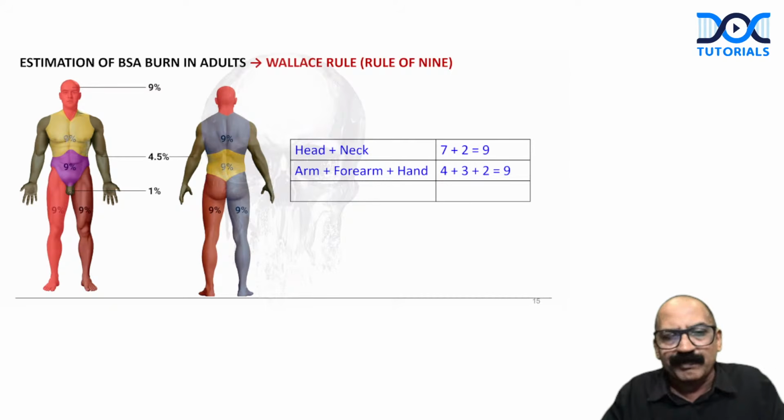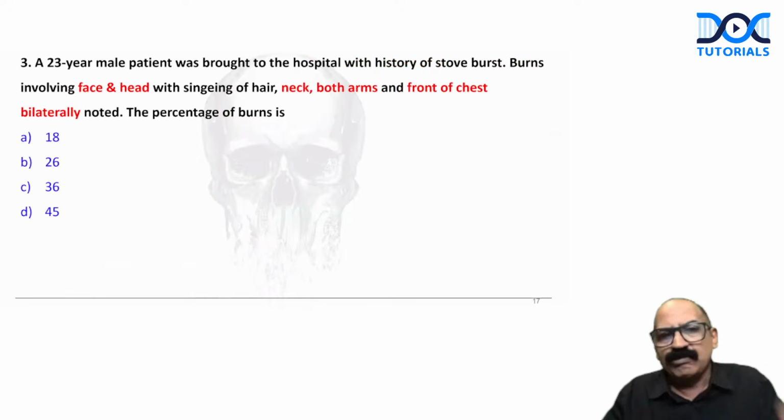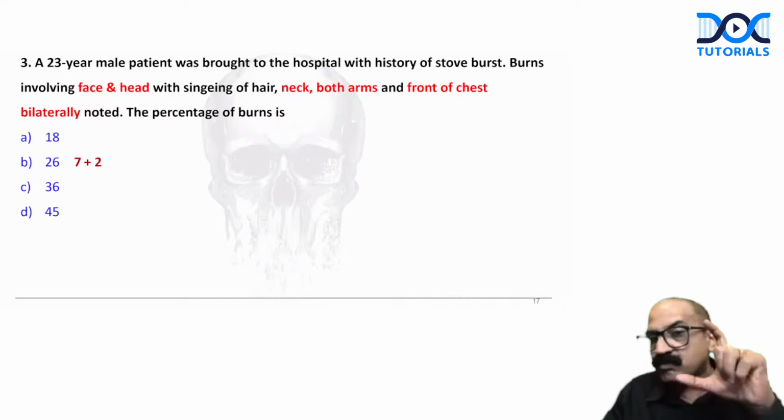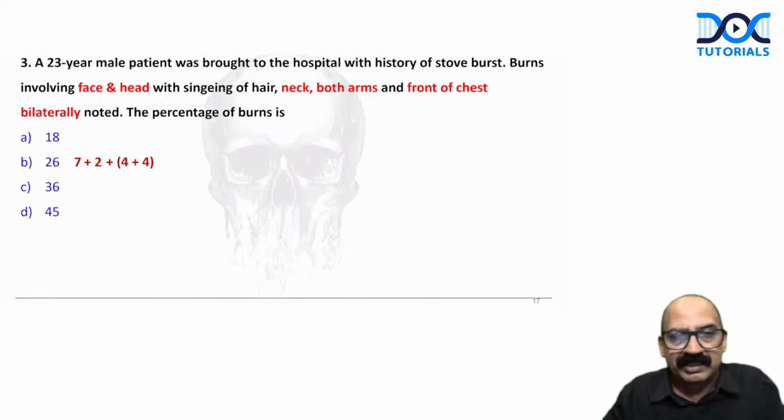Lower limb, thigh plus leg: 10 plus 5 plus 3. Okay, now look here. Face and head, 7. Both arms, only the arms, 4 plus 4. Front of chest, bilaterally, 9. Totally, 26. That is regarding the third question.